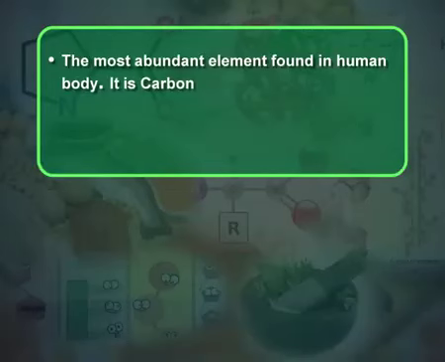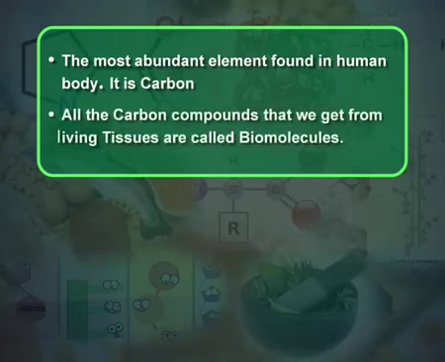So, in order to study a living tissue sample and identify a particular organic compound, we make an extract of the sample and then use various separation techniques till we separate a compound from all the other compounds. What we mean to say is that we isolate and purify a compound. We use several analytical techniques that give us an idea of the molecular formula and the probable structure of the compound. Can you now tell me the most abundant element which is found in the human body? It is carbon. All the carbon compounds that we get from a living tissue are called biomolecules.